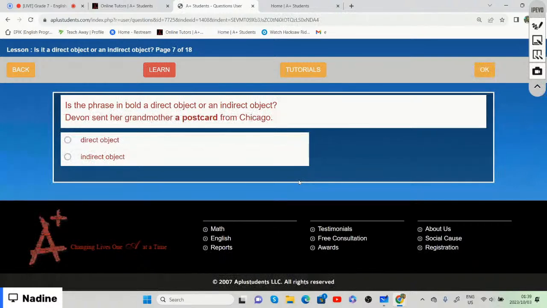Remember, when it comes to an indirect object, if the word in bold literally comes after the verb, which means that it's in between the verb as well as the direct object, then that is the indirect object.